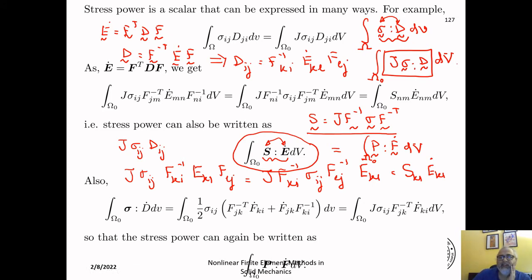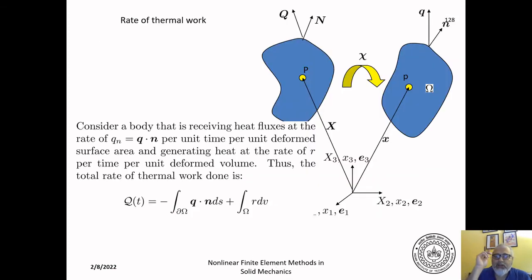So with this in place, now let us look at the rest of the balance of energy. The balance of energy also involves the transfer of heat, and let us imagine that the deformed configuration, other than deforming and experiencing stresses and strains, is also subjected to transfer of heat.